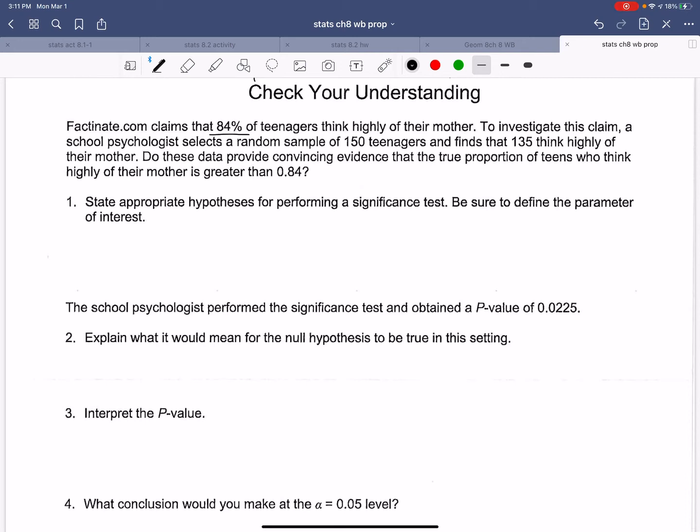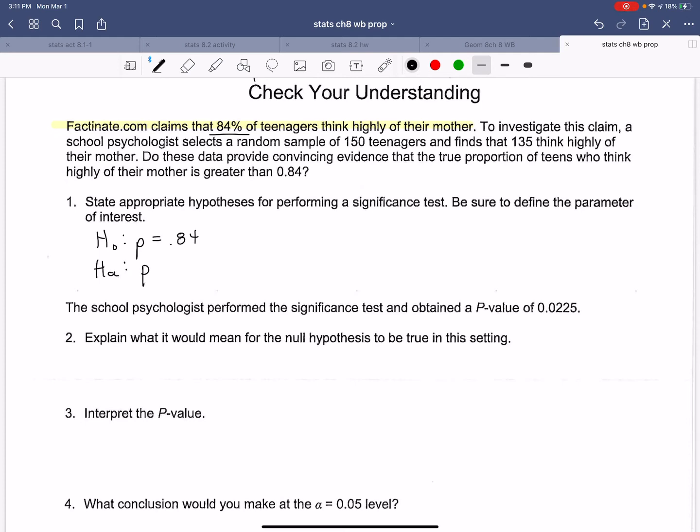It says, Fascinate.com claims that 84% of teenagers think highly of their mother. So that's going to be our H sub 0. That's what we should accept as the truth, right? So p is equal to 0.84. And let's see, what is your sneaky suspicion?